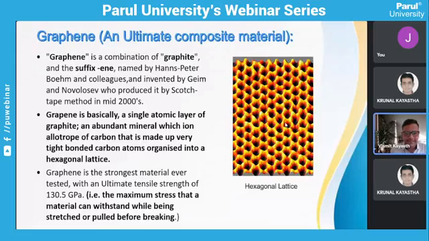So graphene is basically a single atomic layer of graphite, which is an abundant material, an allotrope of carbon, right? With a very tight bonding of carbon atoms. Not like graphite that we use in the pencil that breaks very easily.